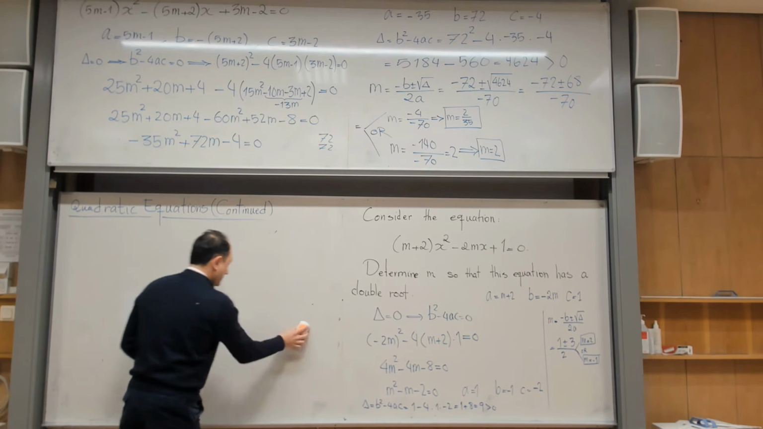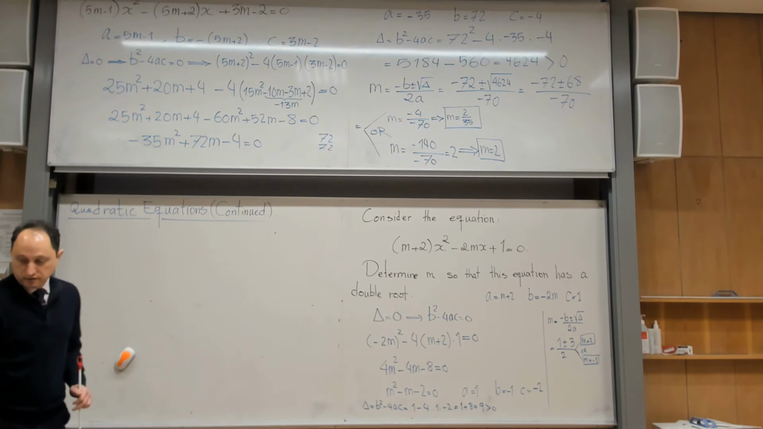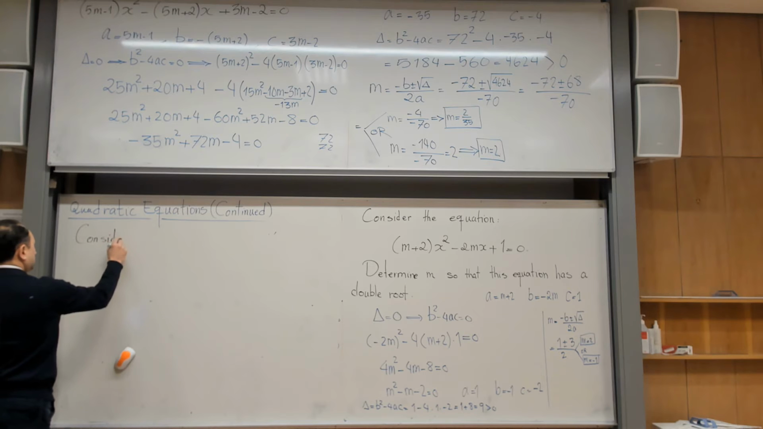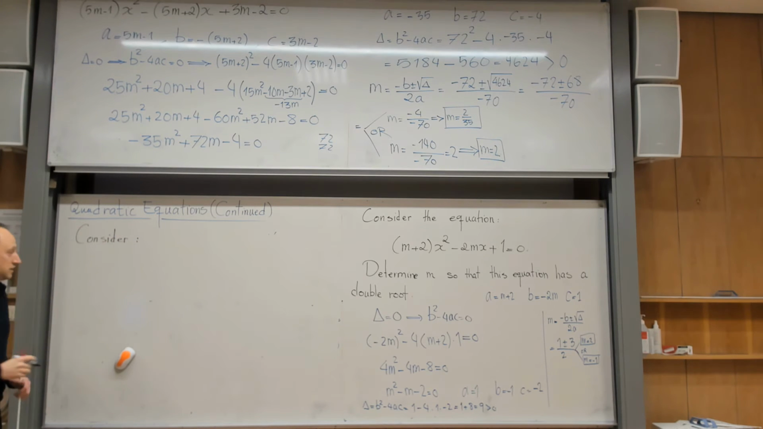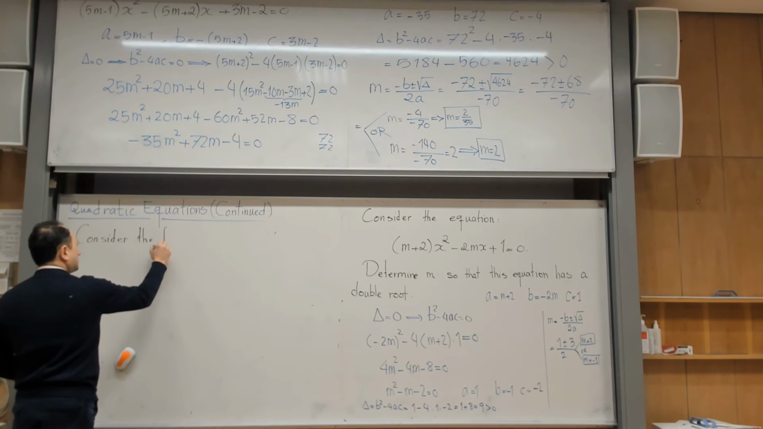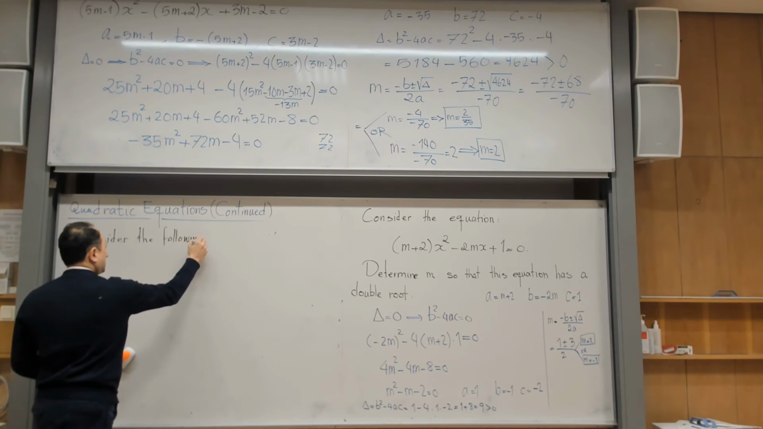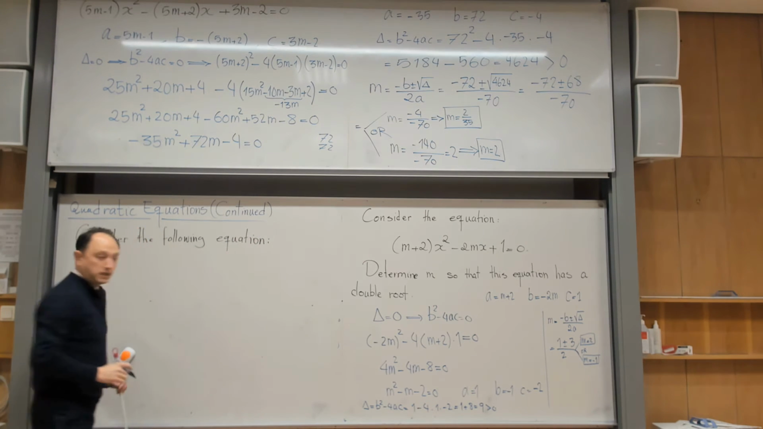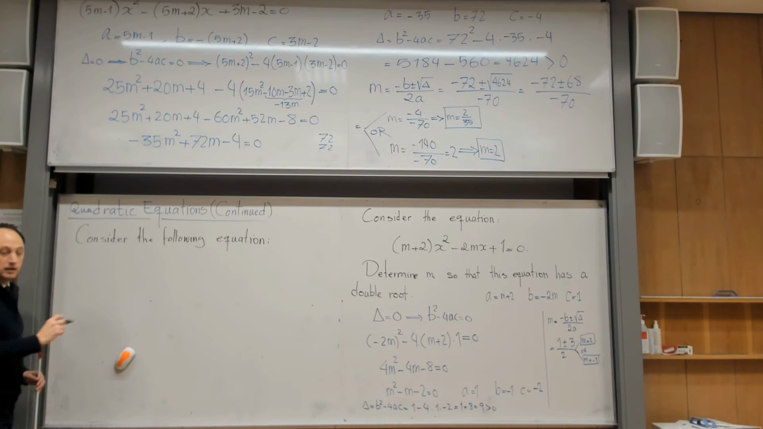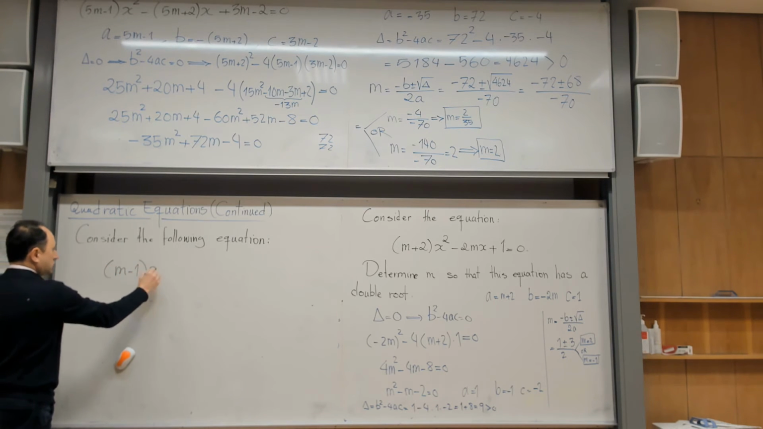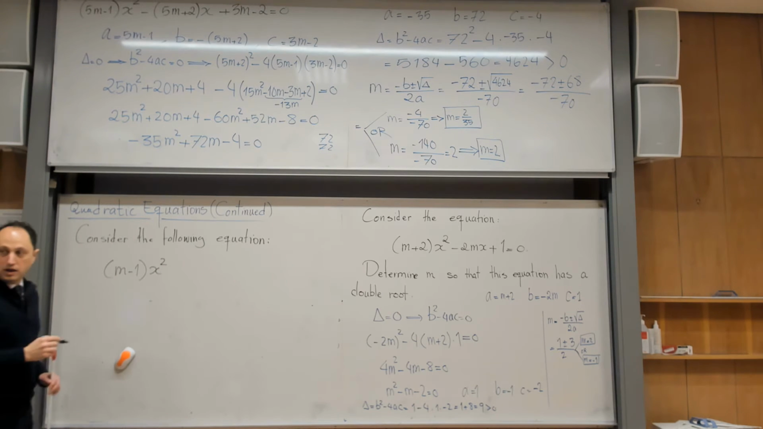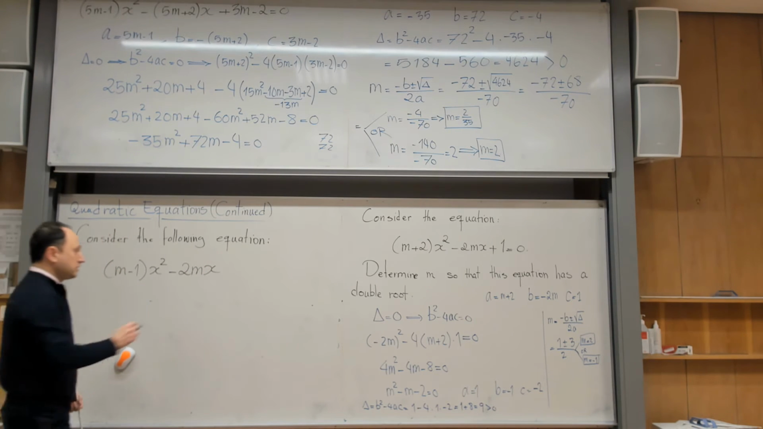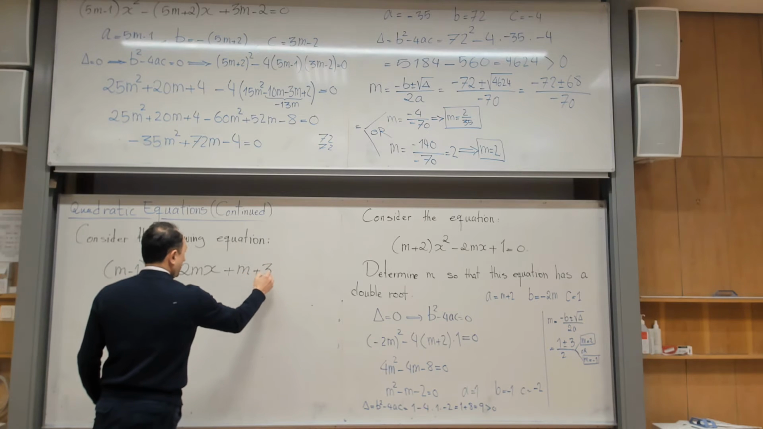The question is this. Consider the following equation. Let me write: (m minus 1)x squared minus 2mx plus m plus 3 equals 0.